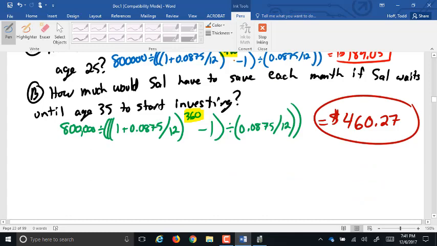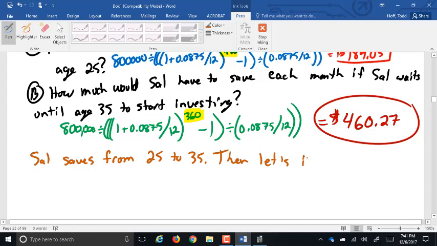Let's look at another scenario. Sal saves from 25 to 35, then lets it grow until 65. Just because I don't feel like writing out the whole long thing. How much each month? How much does he put away each month from 25 to 35?